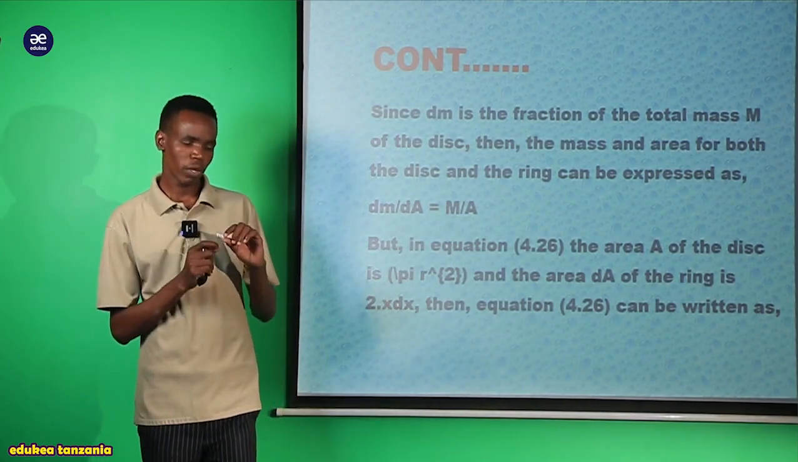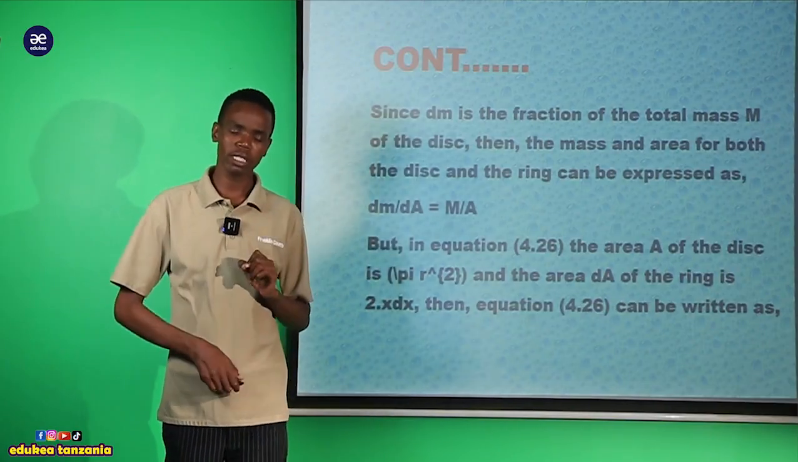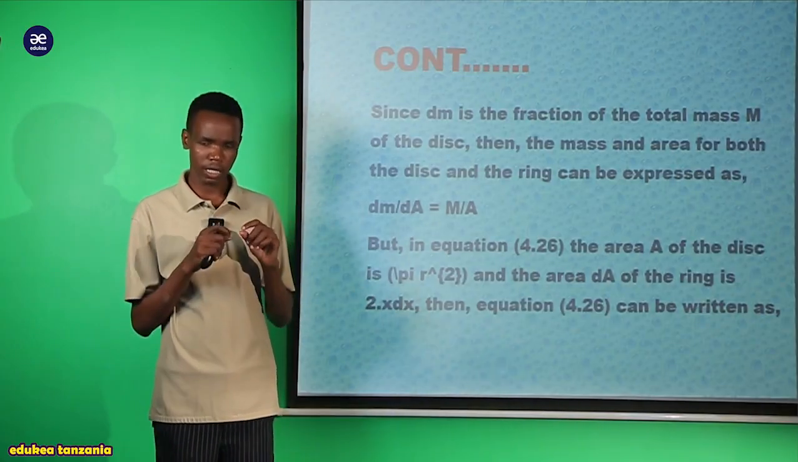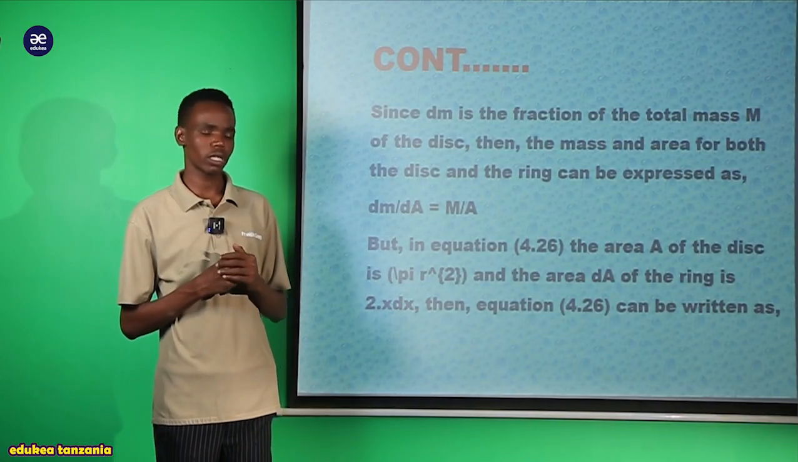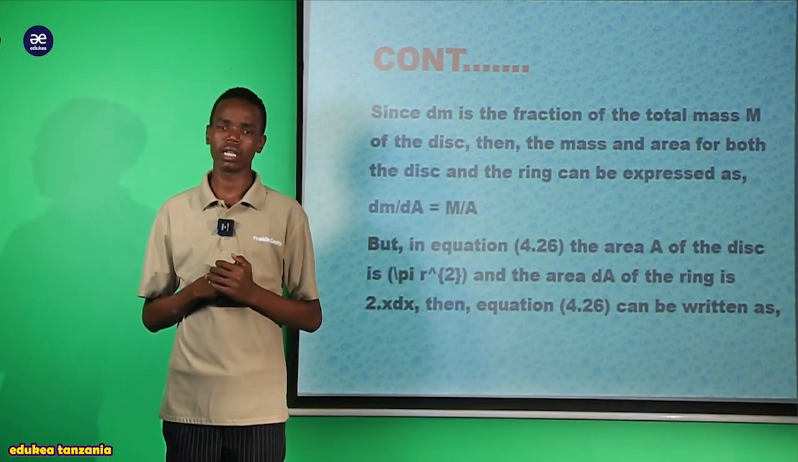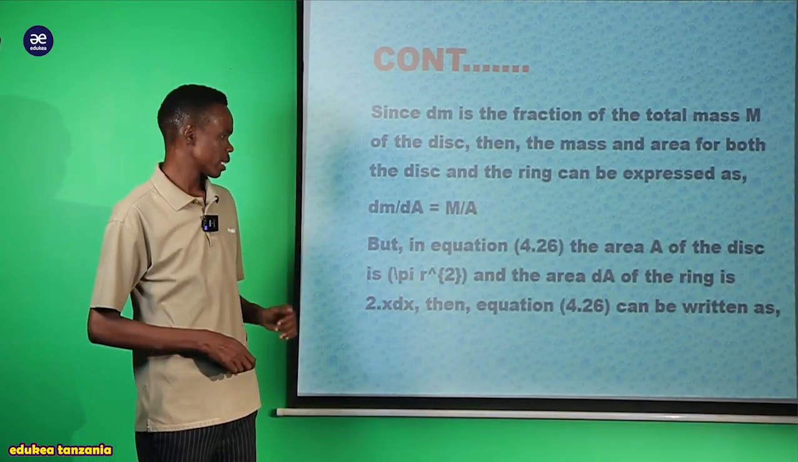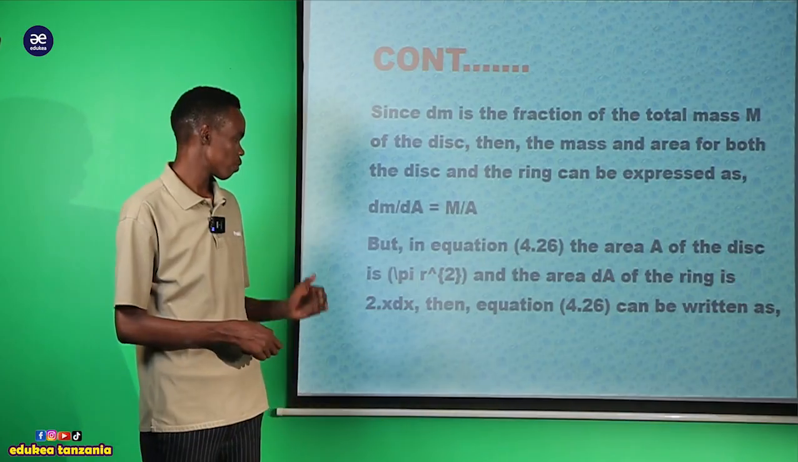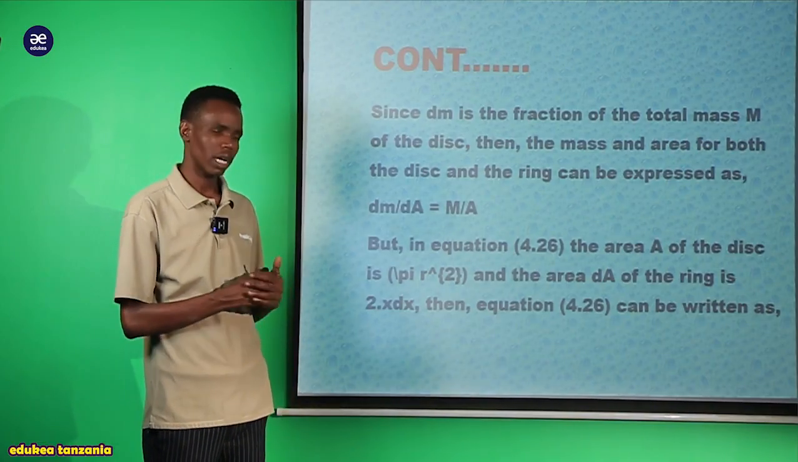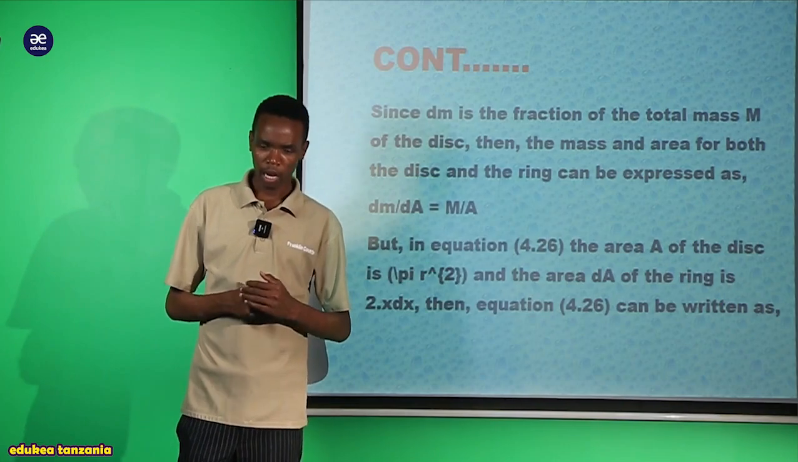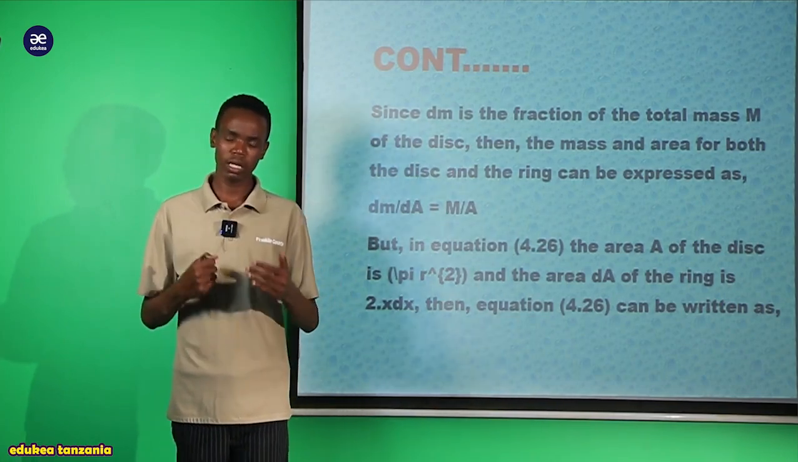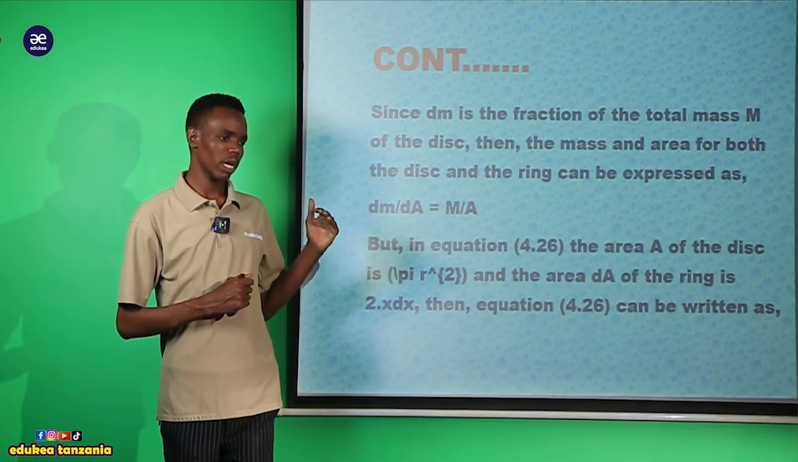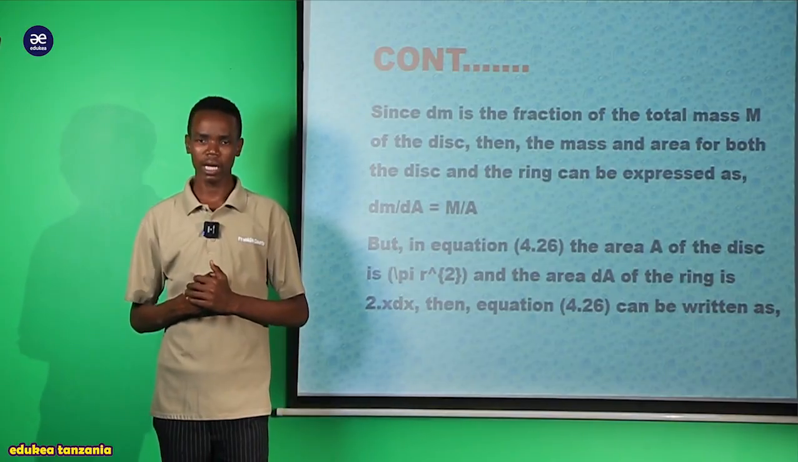Now we should say that dm, the small change of mass, as we observe here, divided by its area, must be equal to the mass divided by the area here, as we observe. But in equation number 26 here, the area A of the disk is this one. It's also pi r square. Now we know that the area of the disk must be equal to the area of the ring. Now we could say that the area must be equal to pi r square.